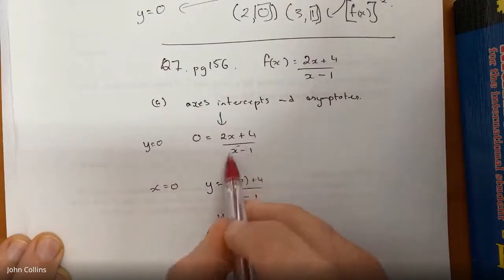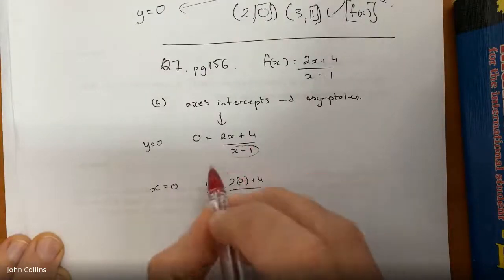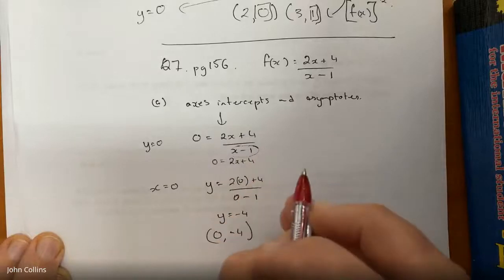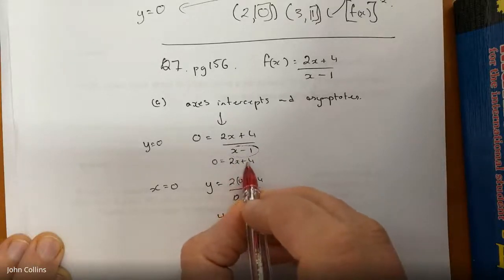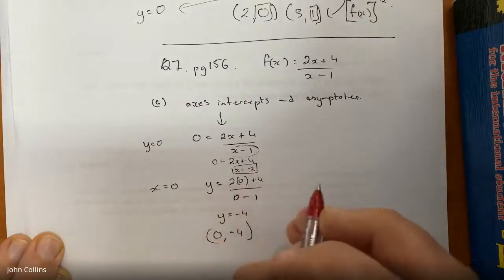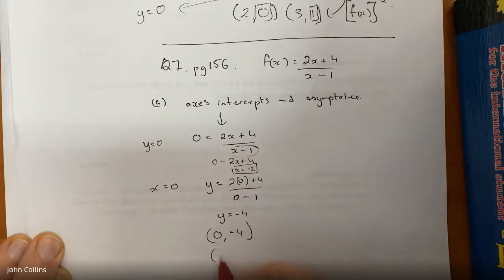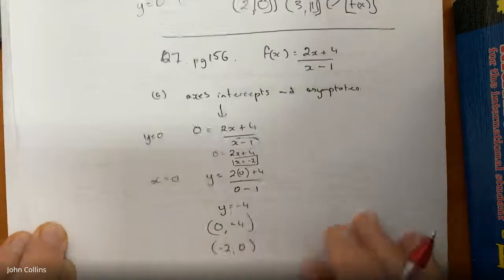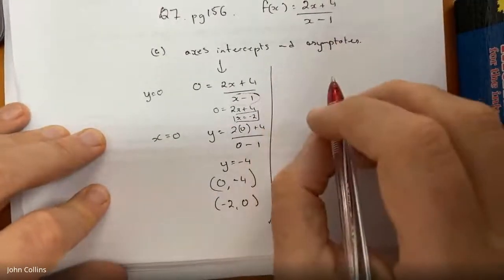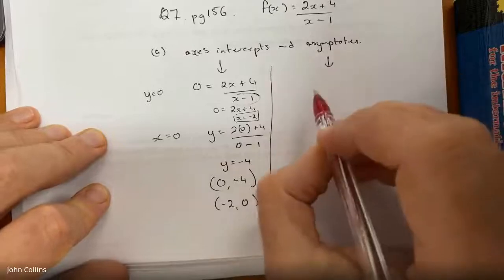And for the other, if I multiply both sides by x minus 1, I end up with 0 equal to 2x plus 4, because of course 0 times that will be 0. And x then is minus 2. So what are my two intercepts? (-2, 0) and (0, -4). That's the intercepts. Dustin, asymptotes. Give me the two asymptotes.